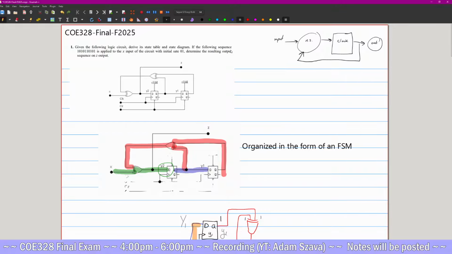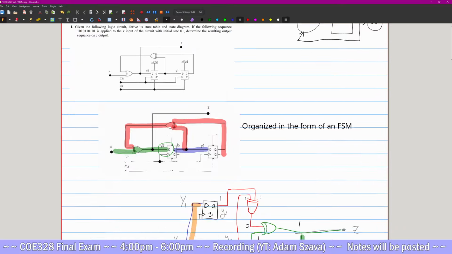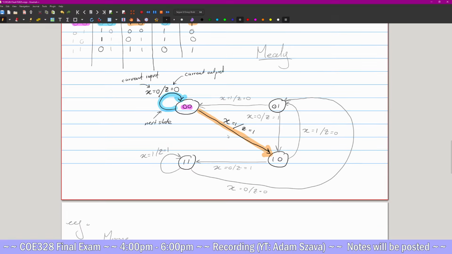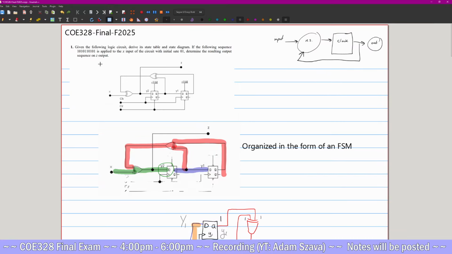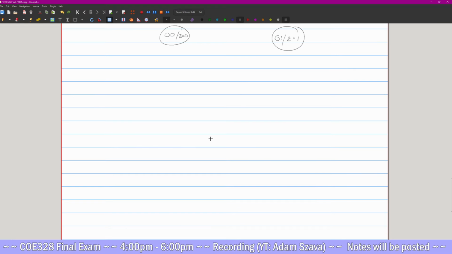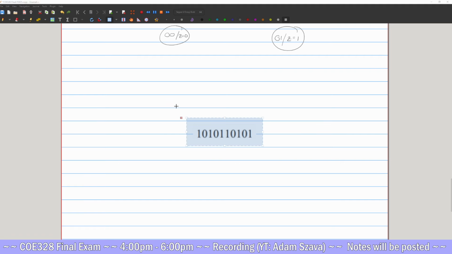If given the following circuit, if the following sequence is applied to X on the input with an initial state here, then we just follow it. At this point, forget about the whole circuit. Let's just use this diagram, which is a way simpler way of doing that. So the input sequence is this. I'm not going to remember that, so let's just take a little screenshot. So I'll just put that here.